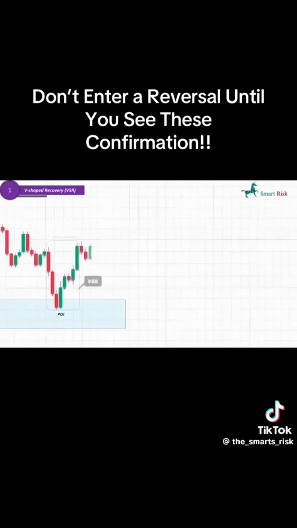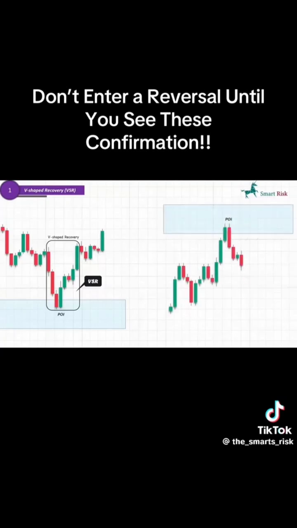VSR stands for V-shaped recovery. The basic idea behind this pattern is simple. When price grabs liquidity or reaches a strong demand zone, it may drop sharply and then recover strongly back to its previous level, forming a clear V shape. In a bearish scenario, the opposite happens. Price rises quickly, grabs liquidity, or reacts from a key supply zone, and then drops back to its previous level. This creates an inverted V-shaped pattern.